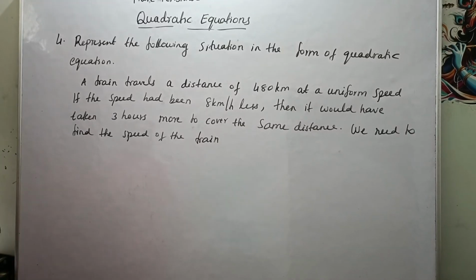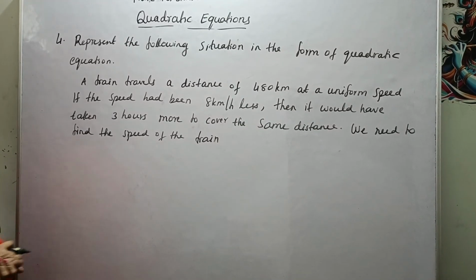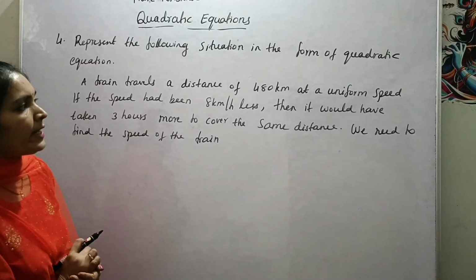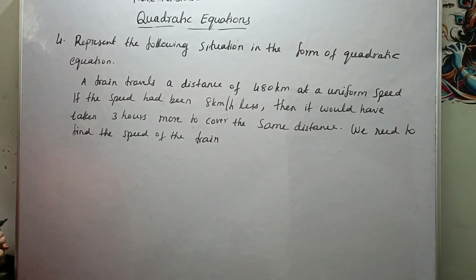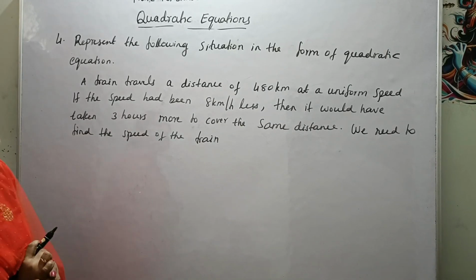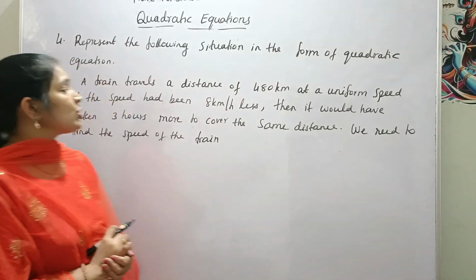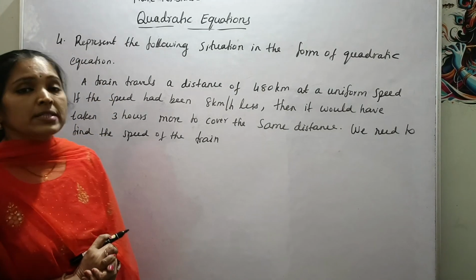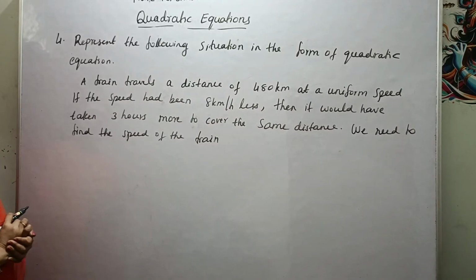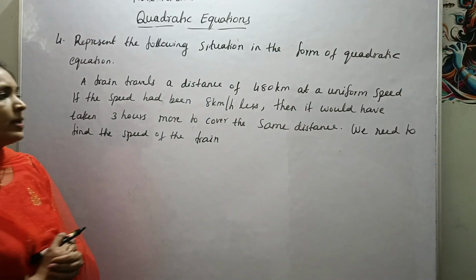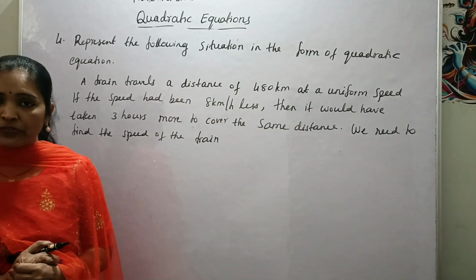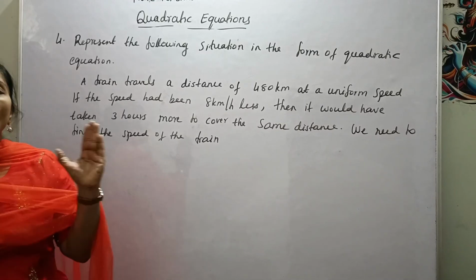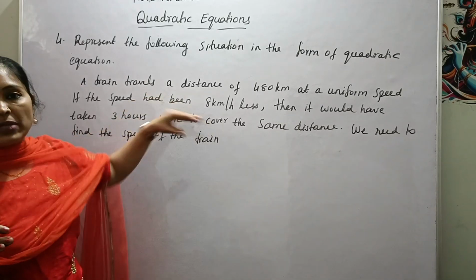Represent the following situation in the form of a quadratic equation. A train travels a distance of 480 km at a uniform speed. If the speed had been 8 km per hour less, then it would have taken 3 hours more to cover the same distance. We need to find the speed of the train. Okay, here we don't need to find the speed of the train. We have to write the quadratic equation from this situation.